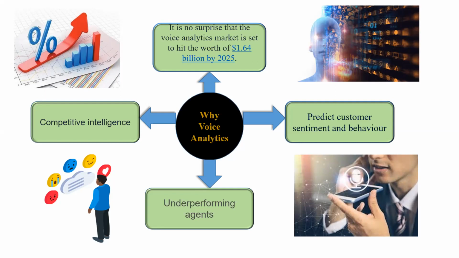Underperforming agents: quickly see who the underperforming agents on your customer service team are and figure out how to fix the issues. Competitive intelligence: you can identify competitive intelligence in conversation data with new and at-risk customers who may ask for features provided by your competitors.